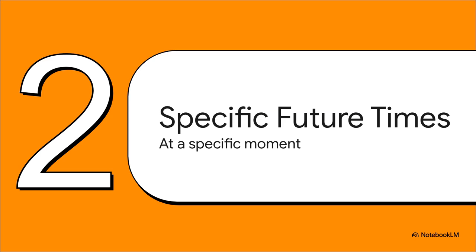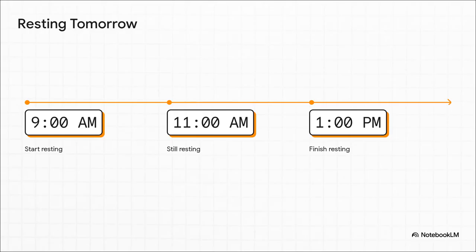Moving on to Section 2, Specific Times in the Future. So imagine that tomorrow, you plan to rest from 9 a.m. until 1 p.m. If I ask you what you're doing at exactly 11 a.m., well, you're right in the middle of that action. The action has started, but it hasn't finished yet. This visual timeline clearly proves the continuous nature of this tense over a specific duration. You wouldn't use a simple future tense here, right? You use the future continuous because at 11 a.m., you will be resting.